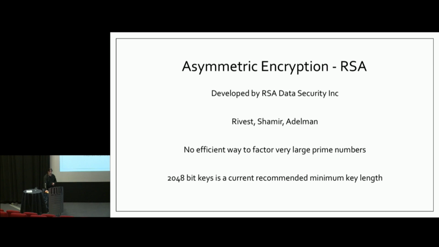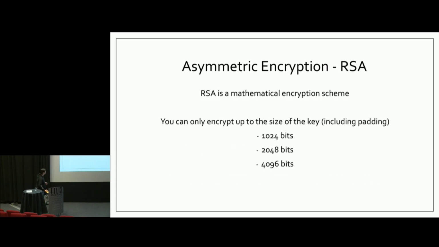RSA was developed by RSA Data Security Incorporated in the States by three guys, Rivest, Shamir and Adleman, so RSA is an acronym of their names. The way RSA works is that there's no efficient way to factor very large numbers into primes. If you have a huge number, it's very hard to work out which two primes you multiplied together to make it, and that's what the security of RSA is based on. These prime numbers are huge, thousands of digits long. 2048-bit keys are the current recommended minimum length, but you can go up to 4096-bit keys as well. There's also 1024 bits, but you really don't want to use that anymore.